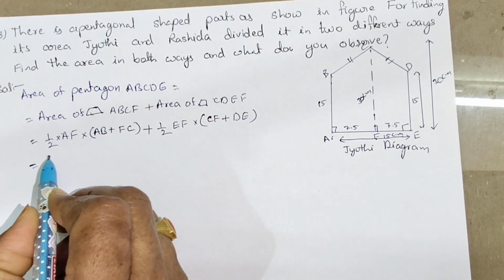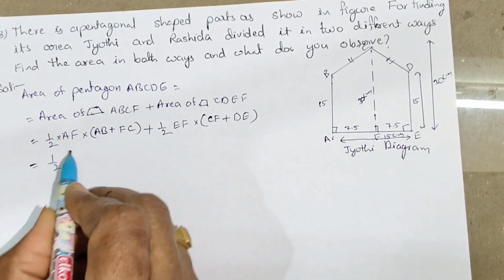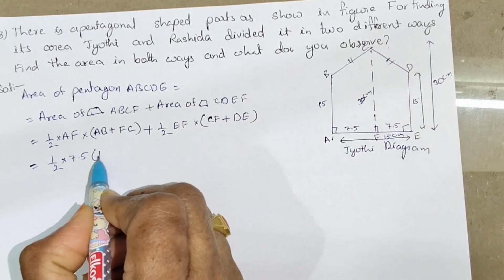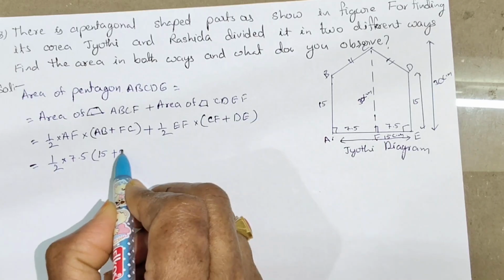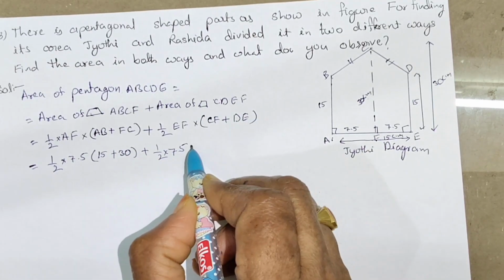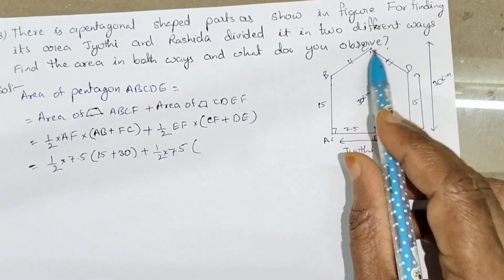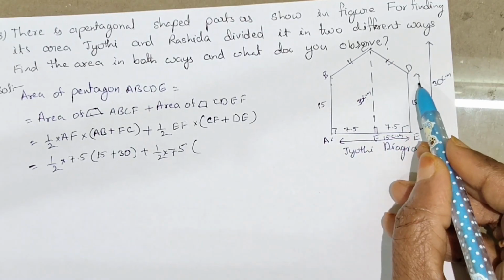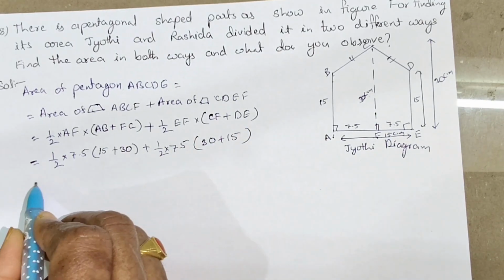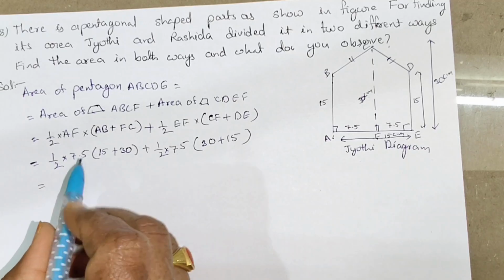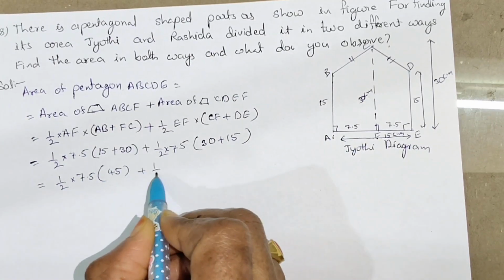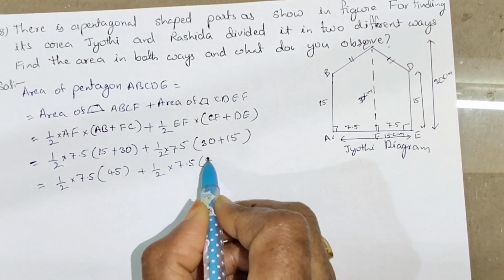So now we substitute these values. 1 by 2, AF is 7.5 into, AB is equal to 15 plus FC equal to 30, plus 1 by 2, EF equal to 7.5 into, CF is 30, DE 15, 30 plus 15. So now 1 by 2 into 7.5 into 45 plus 1 by 2 into 7.5 into 45.